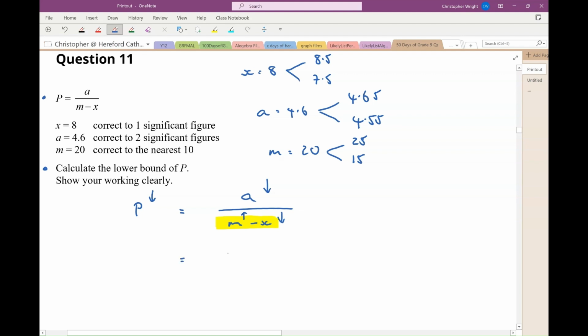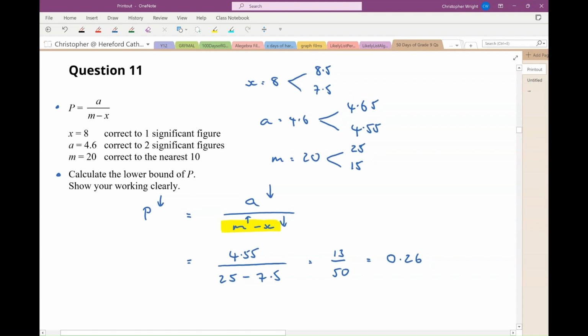So that's going to be the lowest possible a, 4.55, divided by the highest possible m minus the lowest possible x. Right, so on my calculator, 4.55 on the numerator, 25 minus 7.5 on the denominator gives me 13/50, which of course you could write as 0.26 if you wanted to. That is question 11 done.